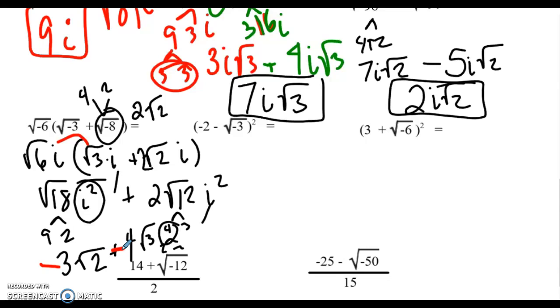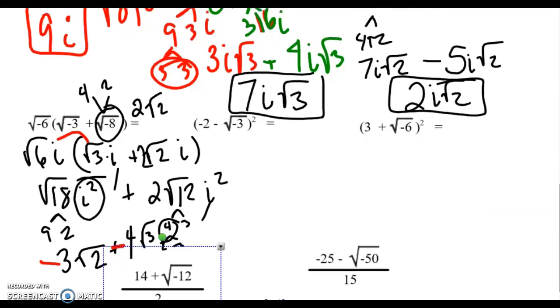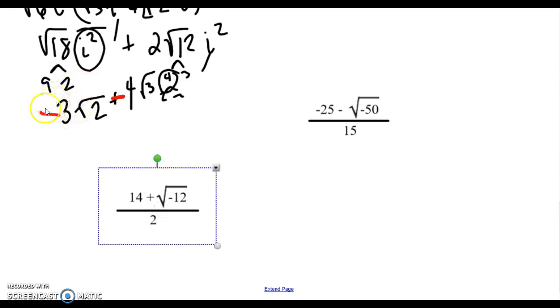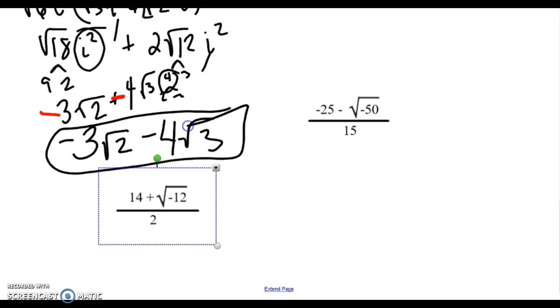So I end up with, this is super messy. I'm going to move this thing right here. Can I move all of that down? Maybe. So what do I end up with? I can't put that negative 3 root 2 together. So negative 3 root 2 minus 4 root 3. So that's my final answer, which looks gross, but negative 3 root 2 minus 4 root 3. And boom, all done.